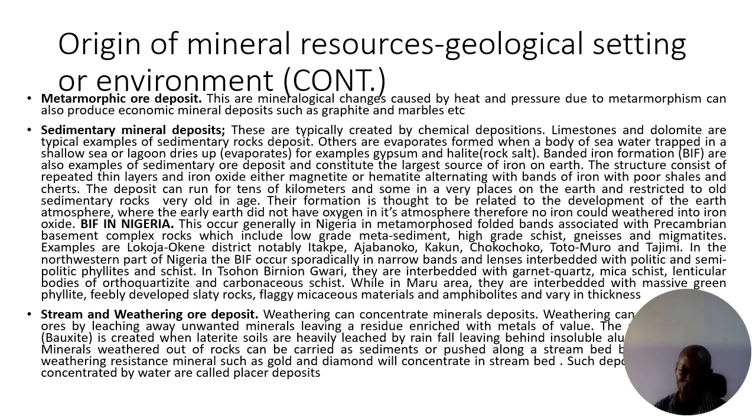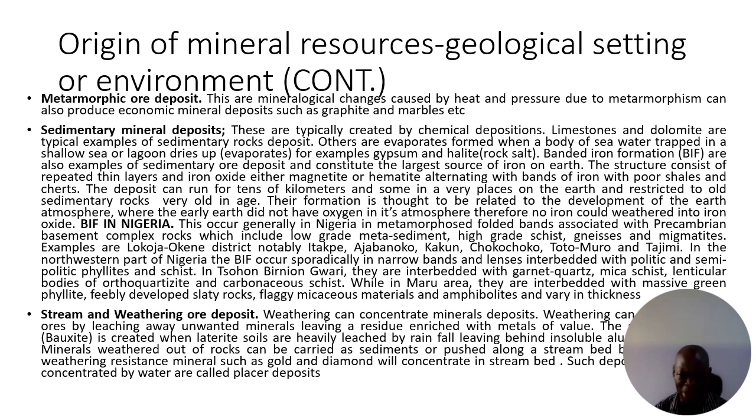Their formation is thought to be related to the development of the earth's atmosphere, where the early earth did not have oxygen in its atmosphere, therefore no iron could weather into iron oxide. Then we have the banded iron ore in Nigeria. This occurs generally in Nigeria in metamorphic folded bands associated with the Precambrian basement complex rocks, which include low-grade metasediments, high-grade schists, gneisses, and migmatites. Examples are Lokoja, Okene, Itakpe, Abadina, Chokotoko, Totomoro, and Tijani.